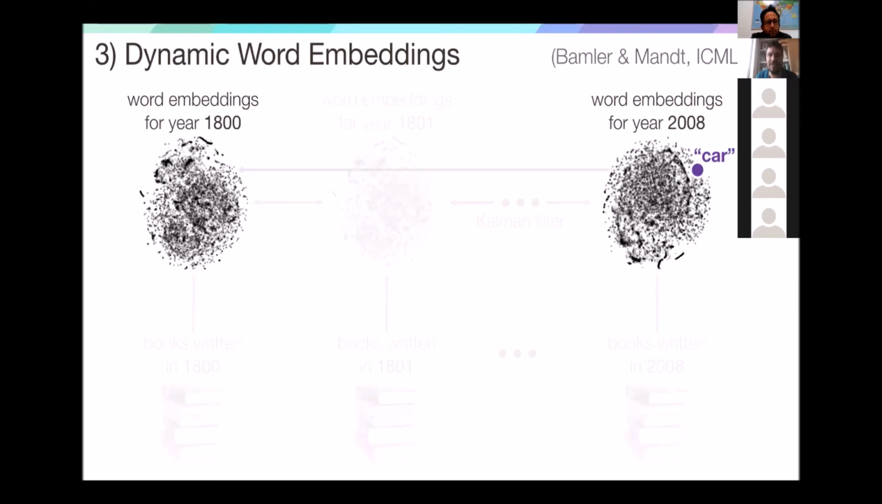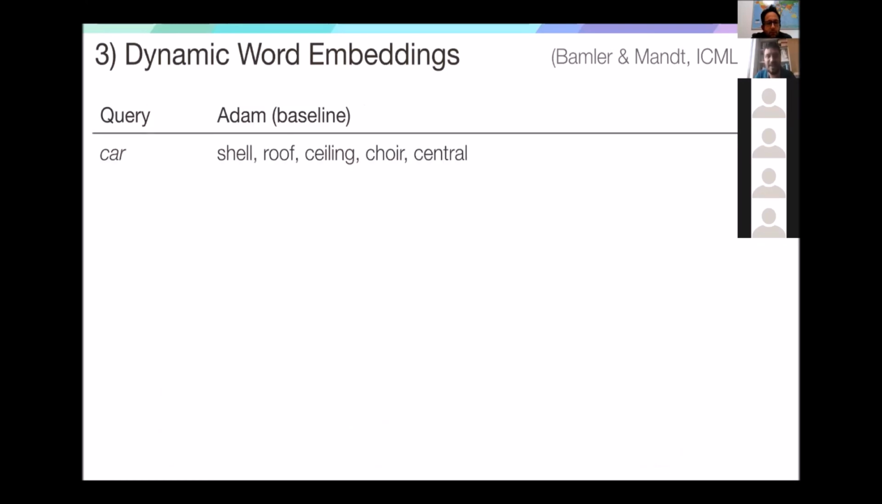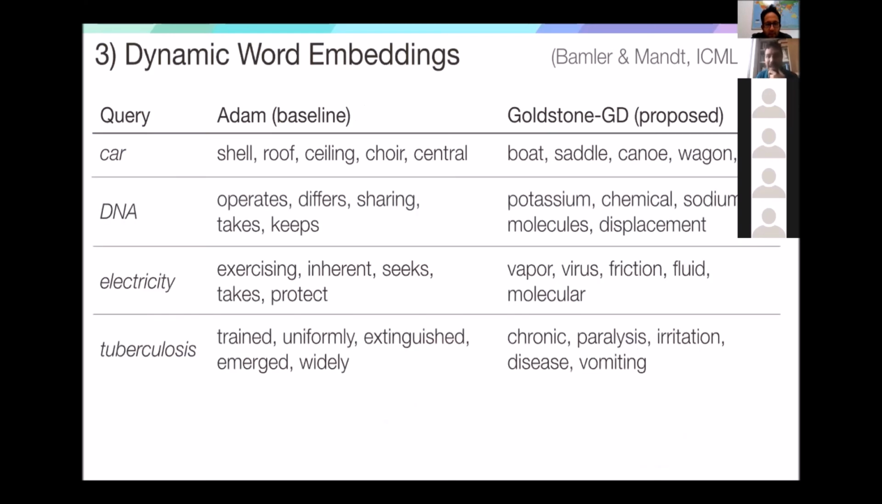For example, we can take the word car and translate it back 200 years, and then we look up the nearest neighbors at that year, and we report what we get. Let me just finish this because it's kind of fun. This is a new application that was enabled by that. If I take the word car and look up its position in the year 1800, I get words like boat, saddle, and canoe. If I look at DNA in the year 1800, the closest nearest neighbors would be other chemical compounds. If I look at electricity, I get something like virus, friction, vapor.